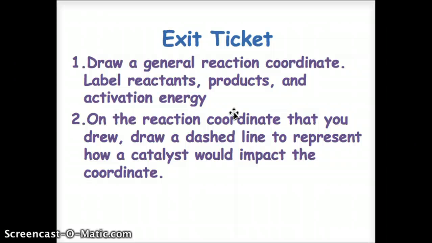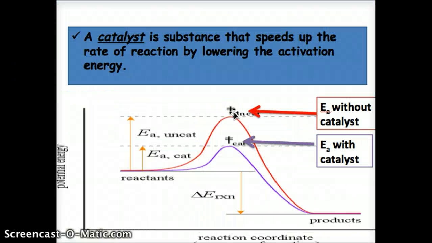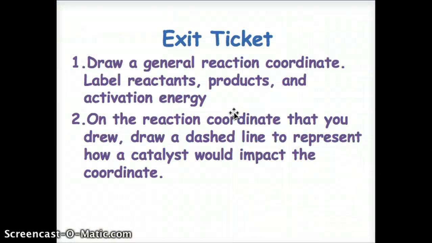Go ahead and draw a chemical reaction coordinate. Label the reactants, label the products, label the activation energy, and on the reaction coordinate that you drew, draw a slash line to represent how a catalyst would impact the rate of a chemical reaction. So it would be this slide right here. Go ahead and draw this and explain it to me. See if you can explain it to me. And if you can't, then go ahead and get help from me.